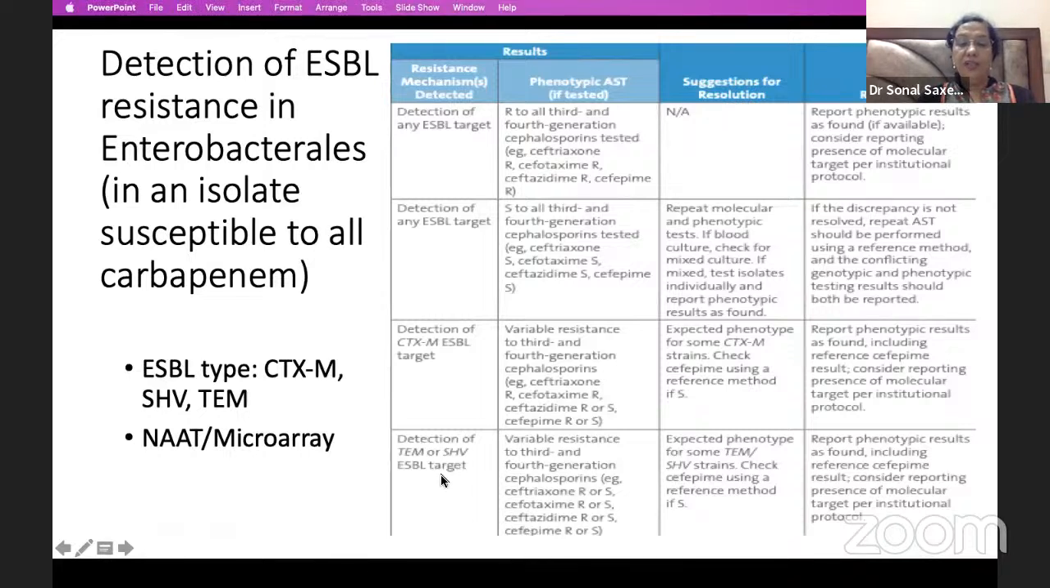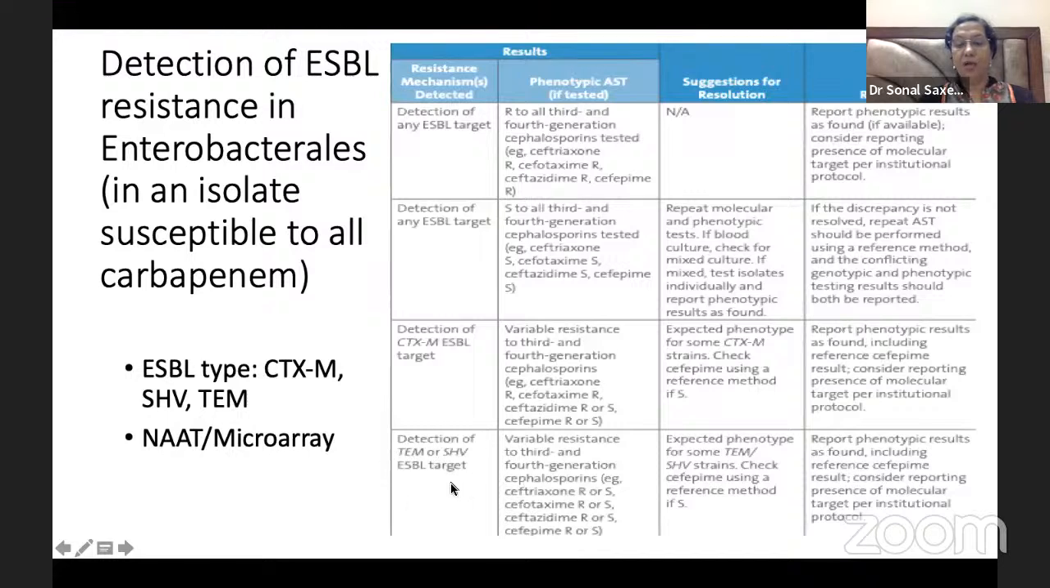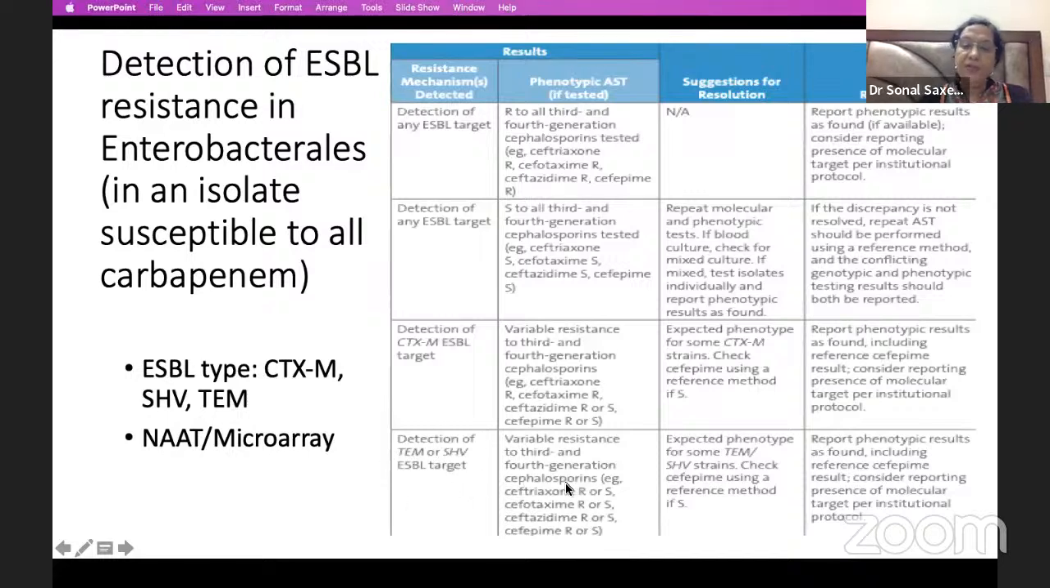The last one is that you get TEM or SHV. Yes, you've looked for these and you find these markers, and you find that there is a variable resistance to third and fourth generation cephalosporins. That means either ceftriaxone is resistant and cefotaxime is sensitive, or ceftazidime is resistant and cefepime is sensitive. Then again, you presume that there is some expectation that TEM and SHV behave like this. So again, you check with cefepime using a reference method, and you report what you found in the phenotypic method using cefepime. So you have these four things.